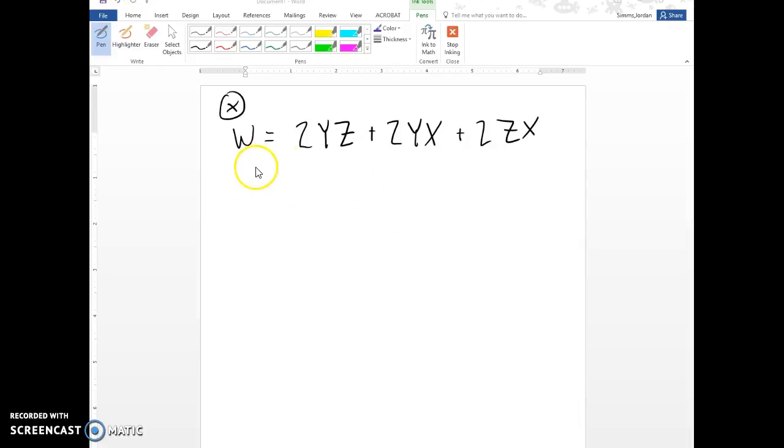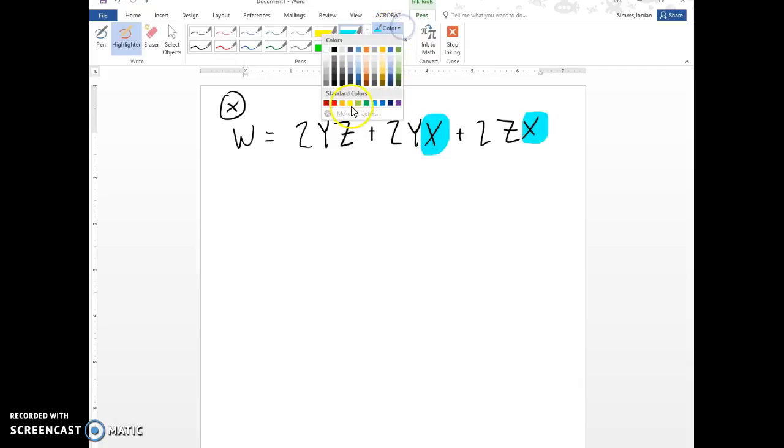Let's check this out. We've got w equals 2yz plus 2yx plus 2zx, and we want to rearrange this for x. We want to get x by itself. So a lot of things going on here. Here are our x's. I'm just going to highlight them so we can keep track of this.